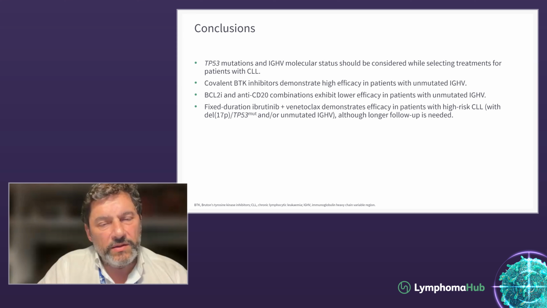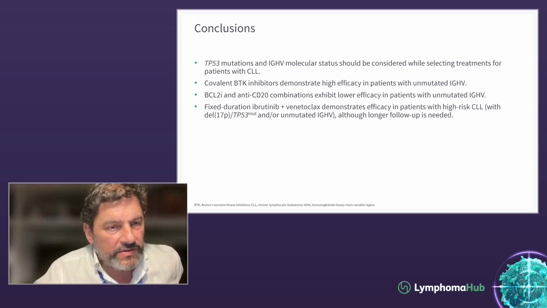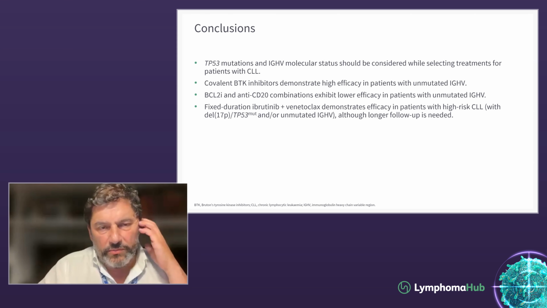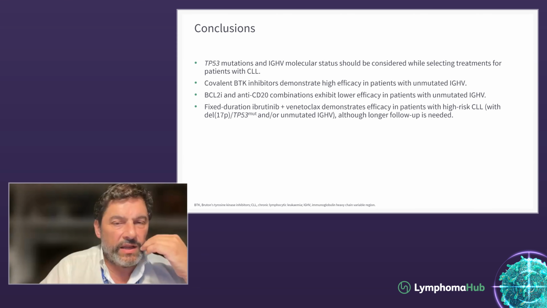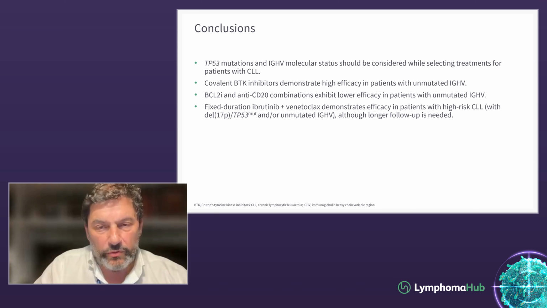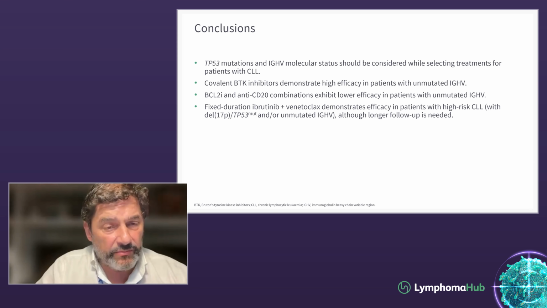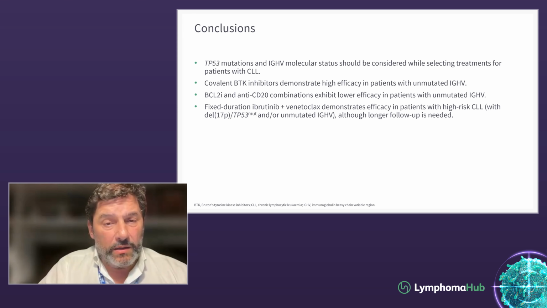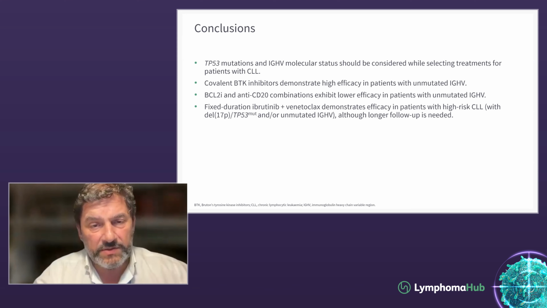Venetoclax plus anti-CD20 seems to have lower activity in patients with biological high-risk CLL. And again, fixed-duration ibrutinib venetoclax demonstrates activity in patients with high-risk CLL, although the follow-up is still short, so we need more follow-up to know the final results of this doublet combination. I think as Paolo mentioned, at ASH we will probably have excellent results with acalabrutinib plus venetoclax, that in my opinion would probably be the future of these doublets for high-risk patients. Thank you.